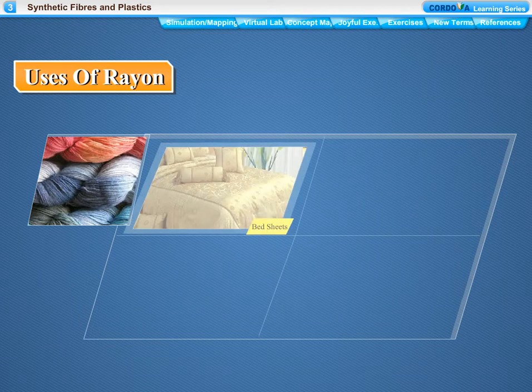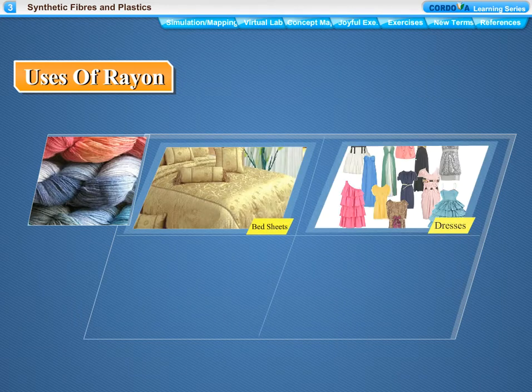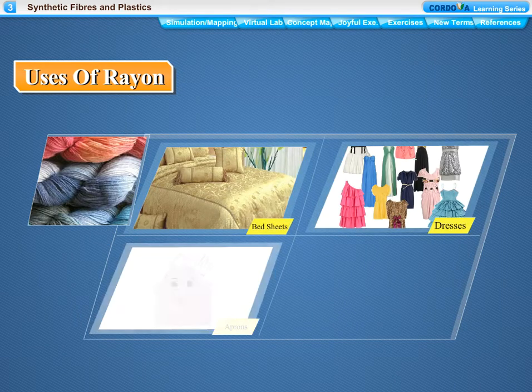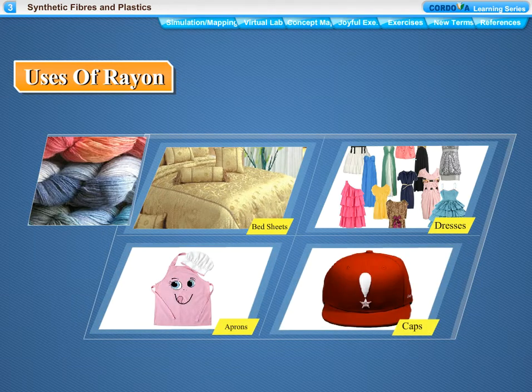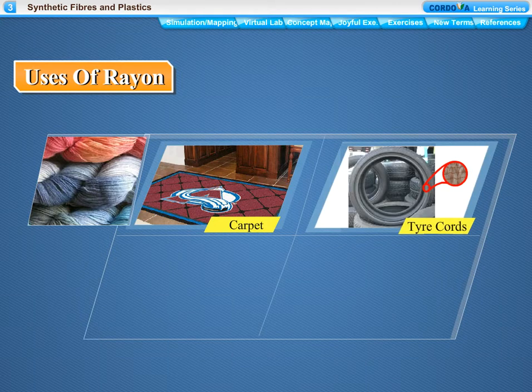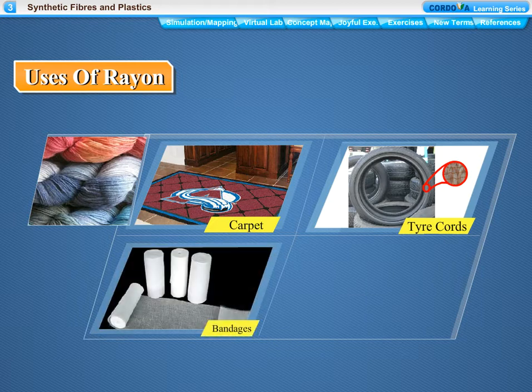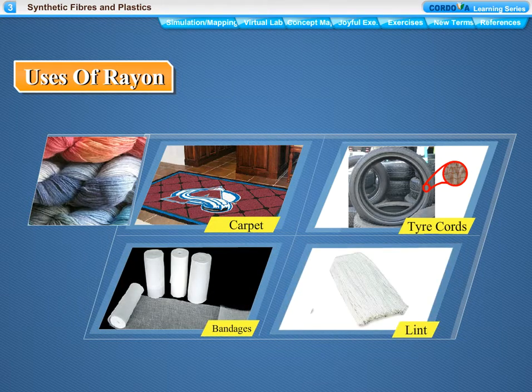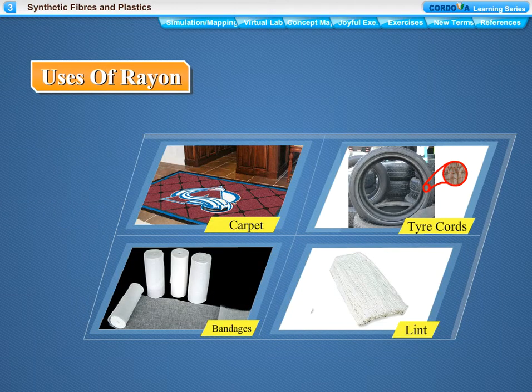Rayon is mixed with cotton to make bed sheets, dresses, aprons, and caps. Rayon is mixed with wool to make beautiful, durable carpets. Rayon is used to manufacture tire cords. Rayon is used to make bandages and lint for surgical dressing of wounds.